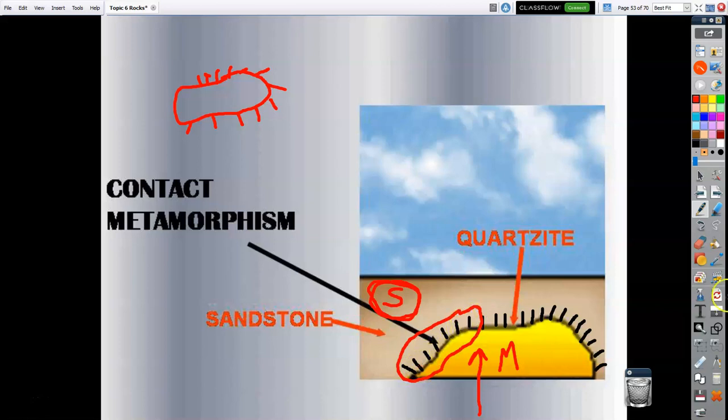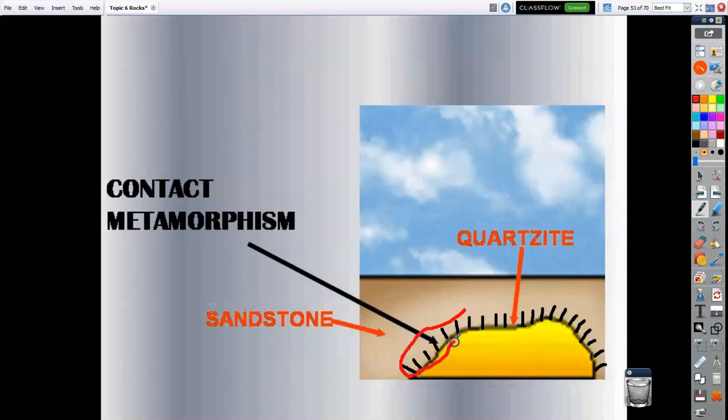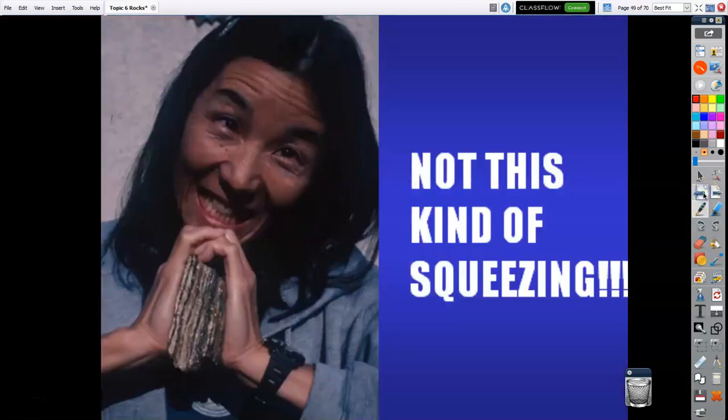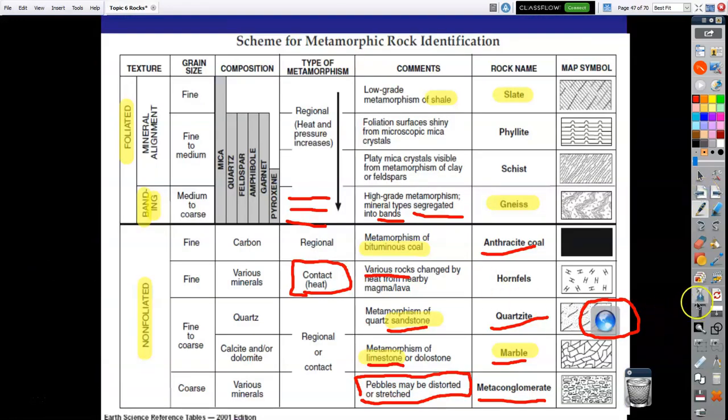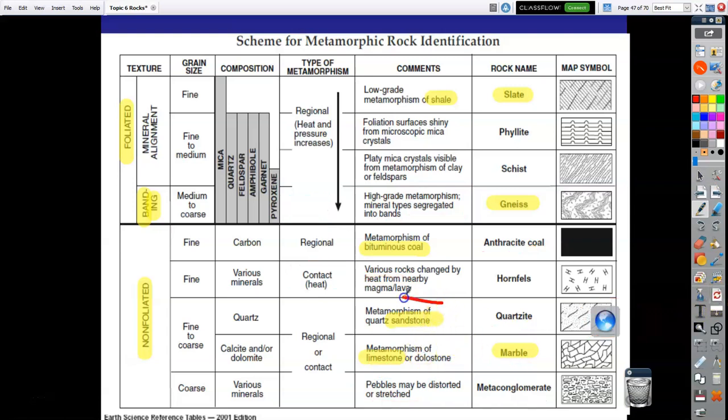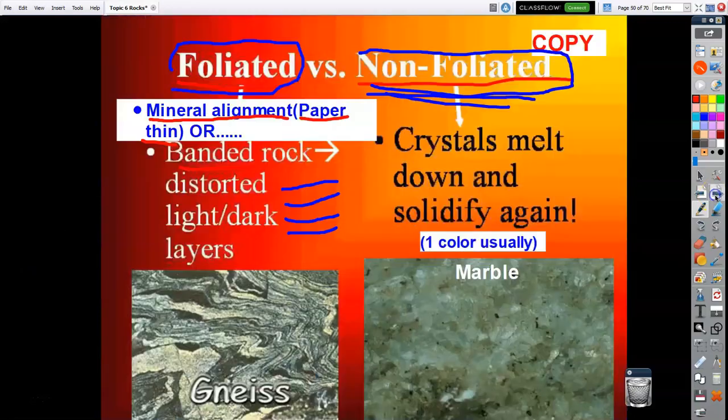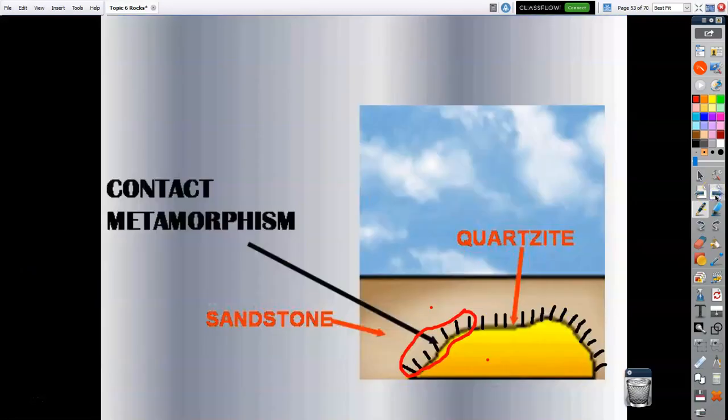In this section right here, the magma would turn the sandstone into a new form of rock. Let me go back to the chart for a minute. Sandstone, which is right here, when it gets metamorphosed, becomes, if I go this way, quartzite. Now let me go back to that picture.